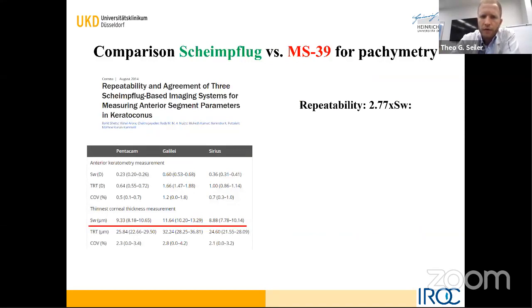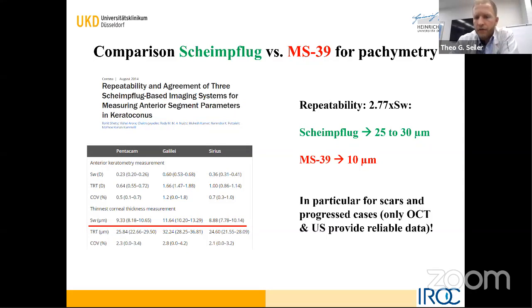The picture changes completely if we go to the thickness. Here I cited a work of Professor Shetty, who analyzed 3 Scheimpflug systems and analyzed the standard deviation of the thinnest pachymetry. He found a standard deviation in all 3 devices of roughly 10 microns. But again, we have to multiply that standard deviation by a factor of 2.77. And then we end up, in order to determine a progression in keratoconus, needing a decrease in pachymetry ranging between 25 up to 30 microns, which is quite a lot. However, if we compare this to the MS39, we only end up with 10 microns, showing that regarding progression in terms of pachymetry, we clearly see a superiority of the MS39 compared to other Scheimpflug systems.